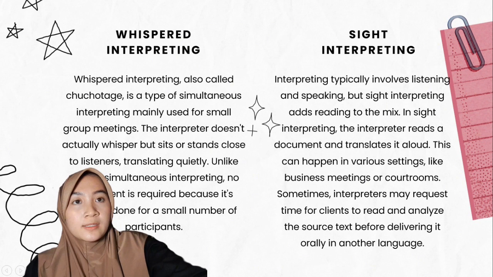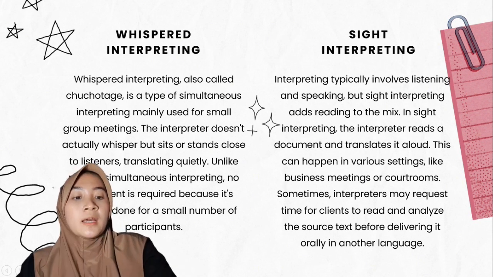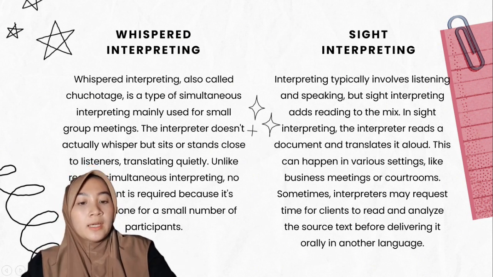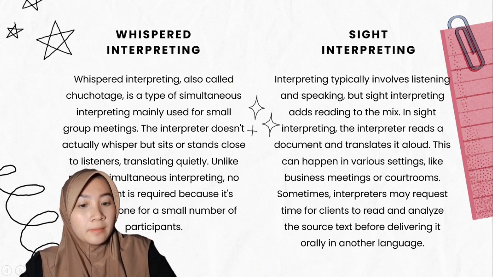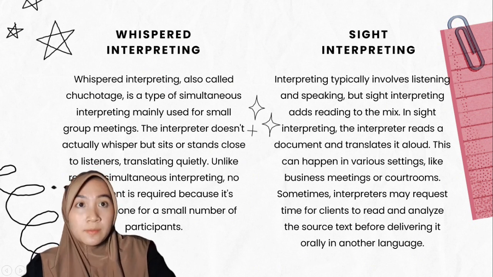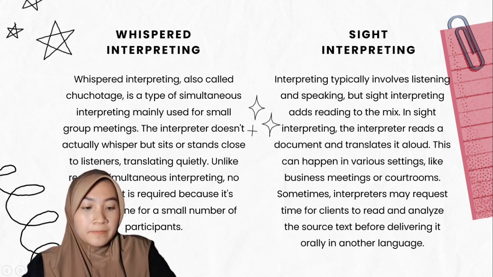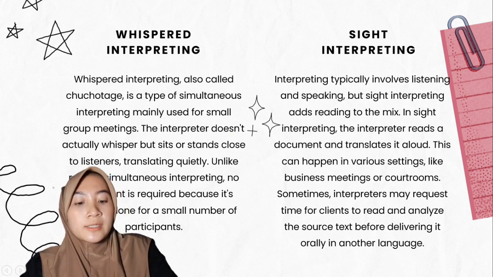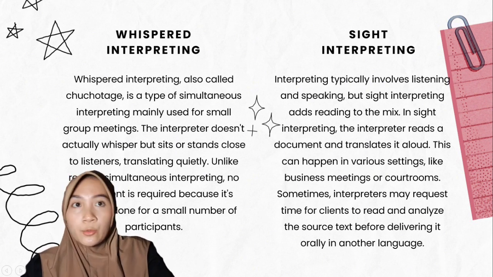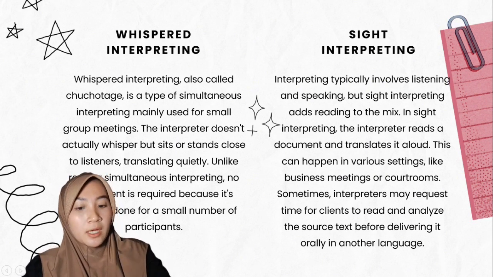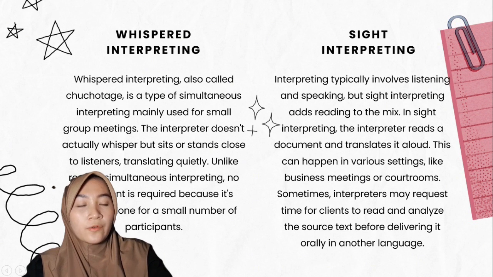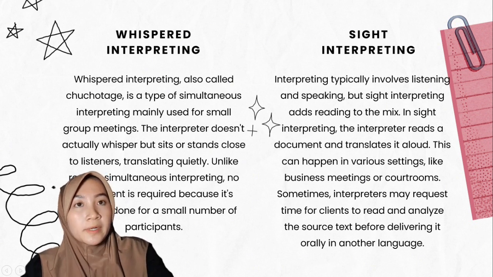The third is whisper interpreting. Whisper interpreting is a type of simultaneous interpreting mainly used for small group meetings. The interpreter doesn't actually whisper but sits or stands close to listeners, translating quietly. Unlike regular simultaneous interpreting, no equipment is required because it's typically done for a small number of participants.